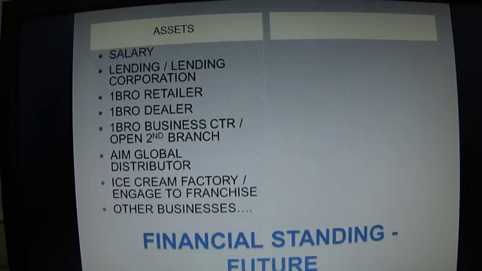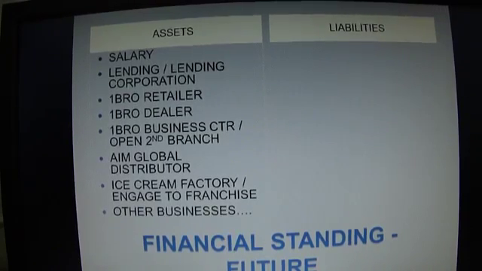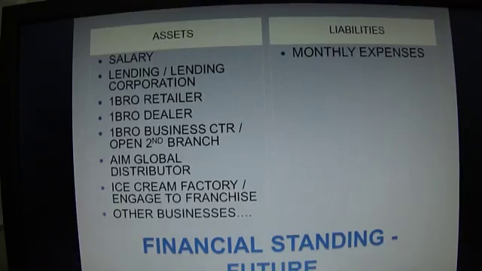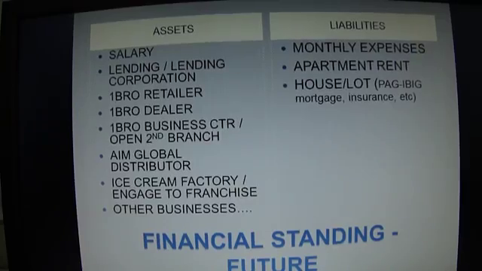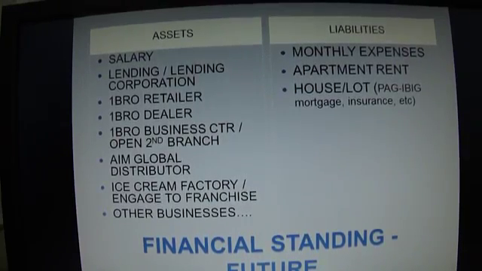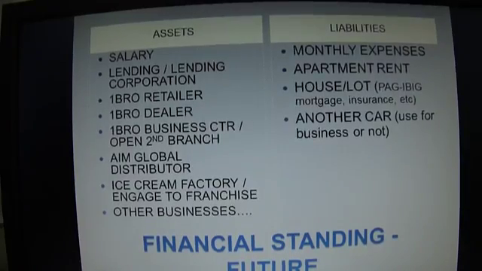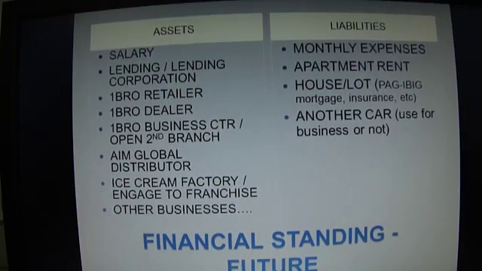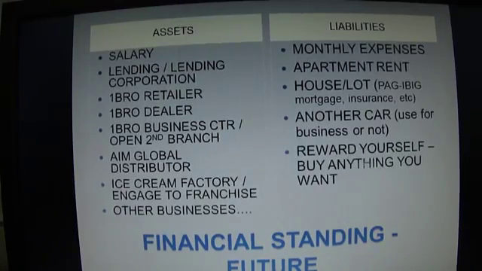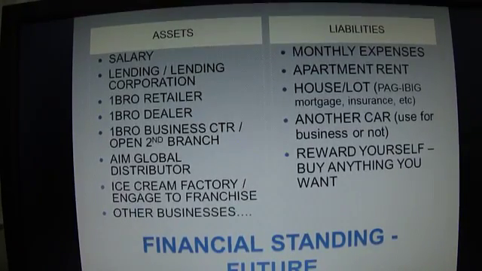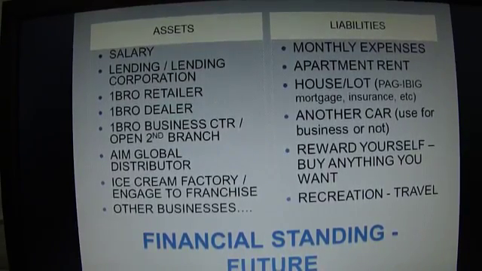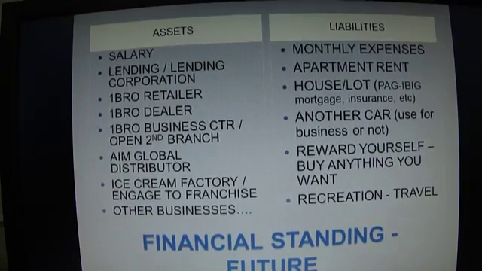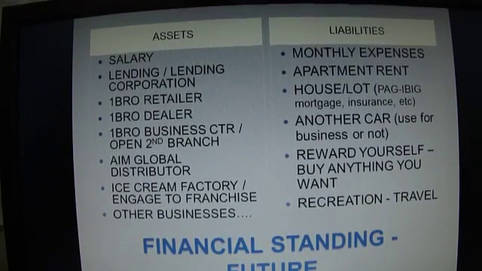And now my liabilities by this time, I still do pay my monthly expenses. I still do rent an apartment and continue paying my house and lot, but now in a Pag-ibig mortgage. By this time, I can already buy another car which will be used for business or not. Since I have already increased my assets, I can reward myself to buy anything I want. And finally, I can extend my recreation by traveling locally or abroad.